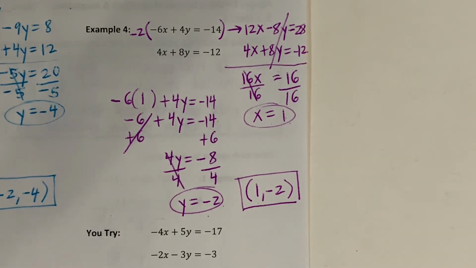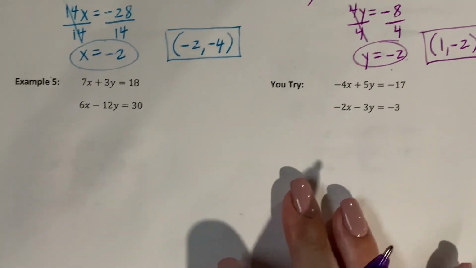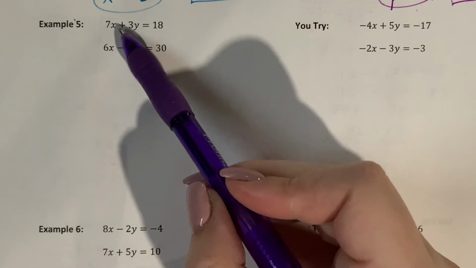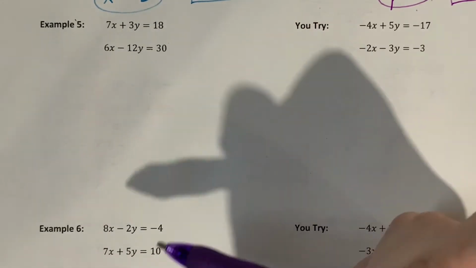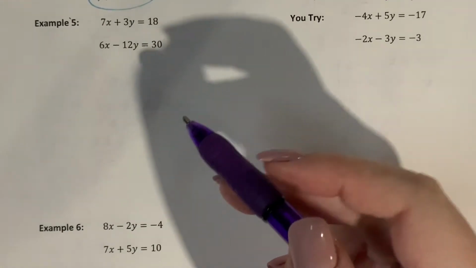And let's do one more example together. Example 5. So if we take a look at example 5, I can see that my x's aren't canceling and my y's aren't canceling. So I'm going to have to multiply one of my equations here.